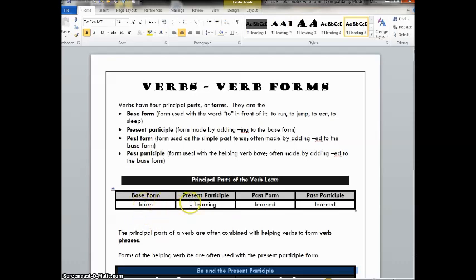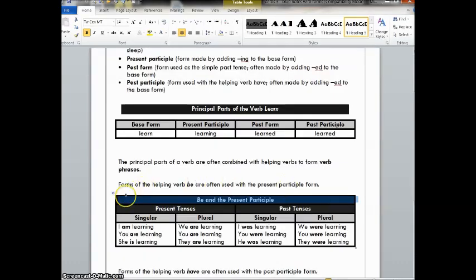So we tend to think of our forms with simple sentences. So I learn is using the base form. I am learning is using the present participle form. I learned is using the past form with no helping verb, and I have learned is using the past participle with the helping verb have. And you can see some examples of that down here.